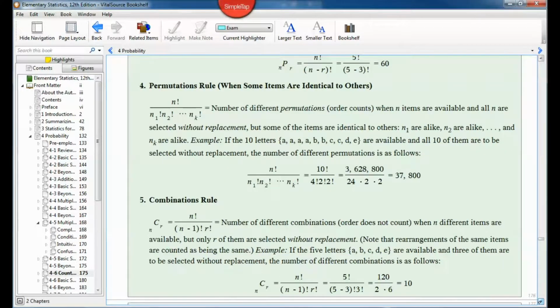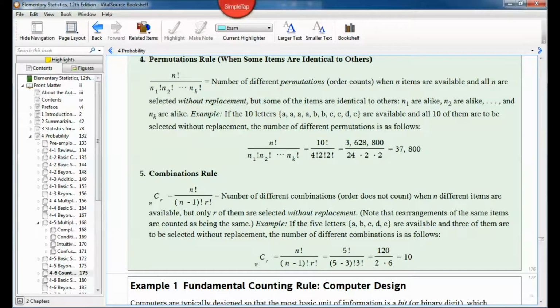Alright, so what if order doesn't count? If order doesn't count, it's a combination. Here's the formula for a combination. That should be nCr. This n needs to be up a little bit. n factorial divided by n minus 1 factorial, which is wrong, times r factorial. So it's not n minus 1, it's n minus r.